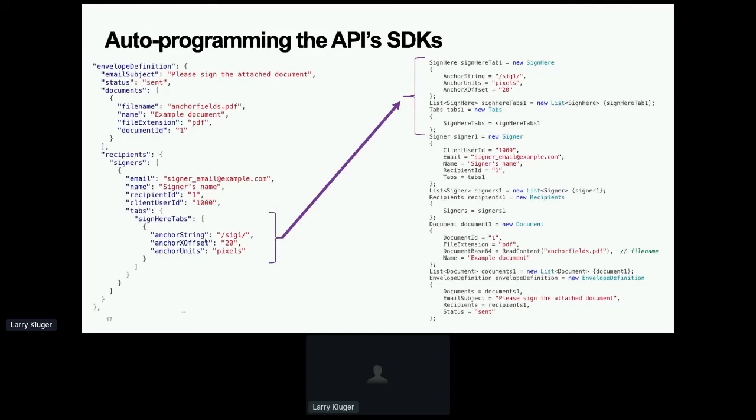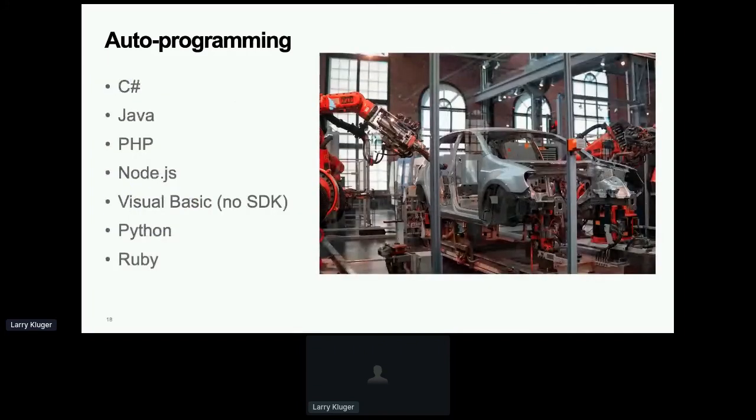And then next, notice the bracket. Right here we are creating the list object called signHereTabs1, and that list object has one member, which is signHereTab1. So that all works out. I didn't demonstrate it, but if you modify the blocks, the C-sharp program or any other programs also changes instantly. It all works very nicely.